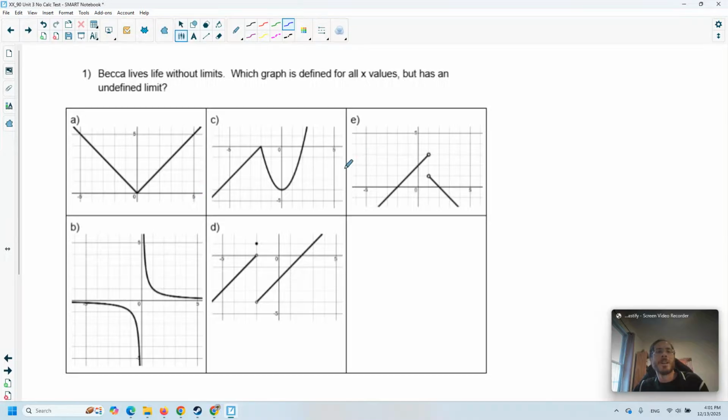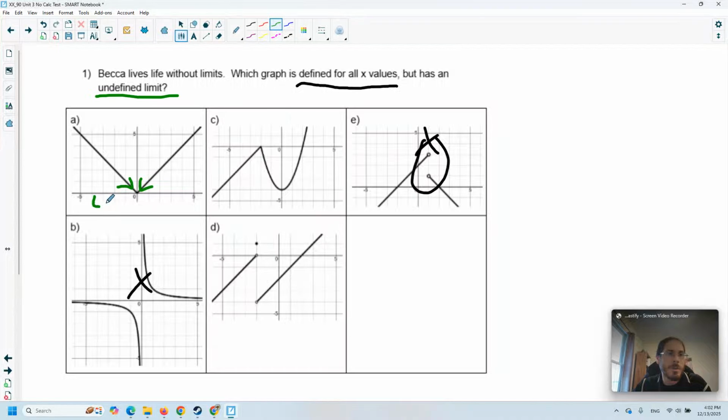All right, for multiple choice. Question 1, Becca lives life without limits. Which graph is defined for all x values? So this one has 2 open dots there, so that is not defined. This is defined, that looks pretty good. That has the solid dot, that's defined. This has an asymptote, so that's not defined. That's defined, so that's good. But has an undefined limit. All right, so we want a limit that's undefined. Well, here we have our limit that is defined. Our limit equals 0. So the limit as x approaches 0 of our function is 0.